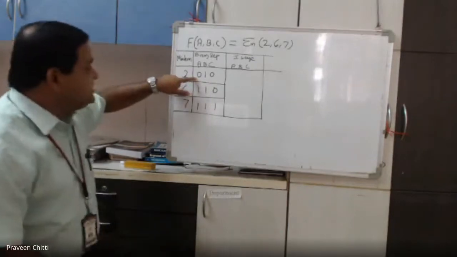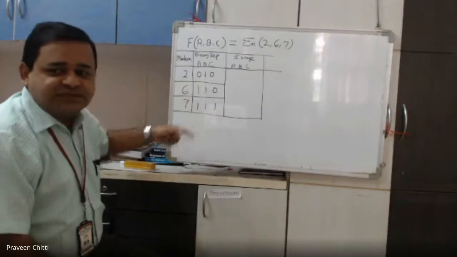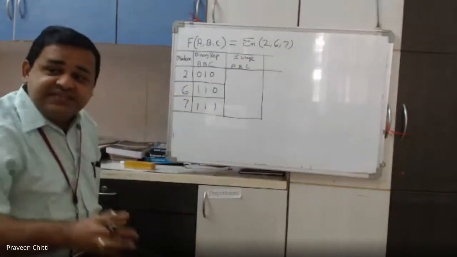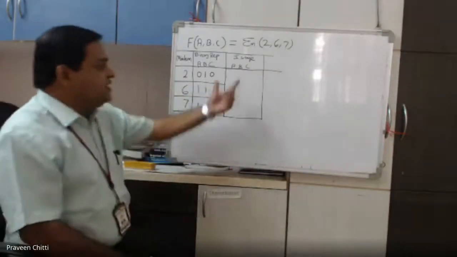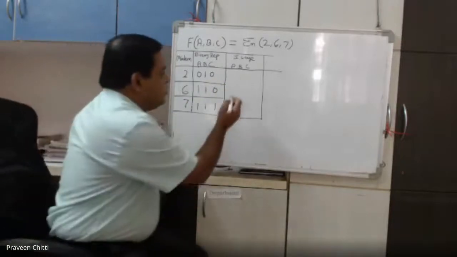Now you can see how many ones are there in this? 1 here, 2 here, 3 here. That means here a single one is there, here two ones are there, here 3 ones are there. So you have to write it in increasing order. Now in what order should I write here?